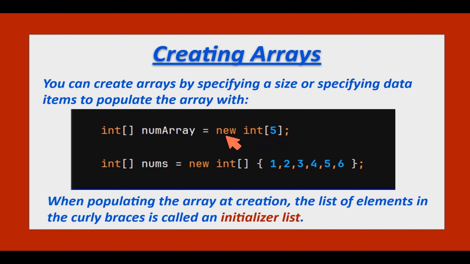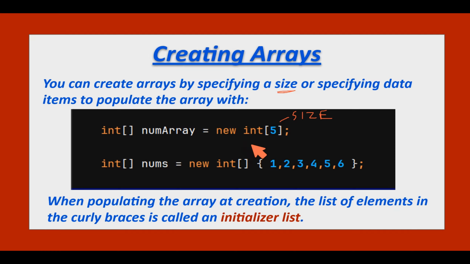The new operator reserves memory for the array. So whenever you initialize an array, you need to use the new operator to initialize the memory space for it. And int with a 5 in the brackets means we're going to reserve 5 slots basically for this array. It's going to be an integer array of size 5. So this is how you do it with the size only. This is going to create an array with 5 things in it.